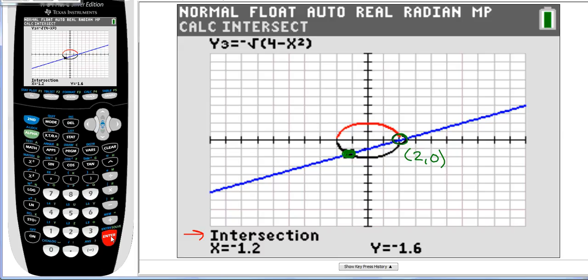And it tells me that my intersection is at -1.2 and -1.6. So here's my other solution to this problem. These two points are my solutions. Okay, so that should do it for today's lesson.